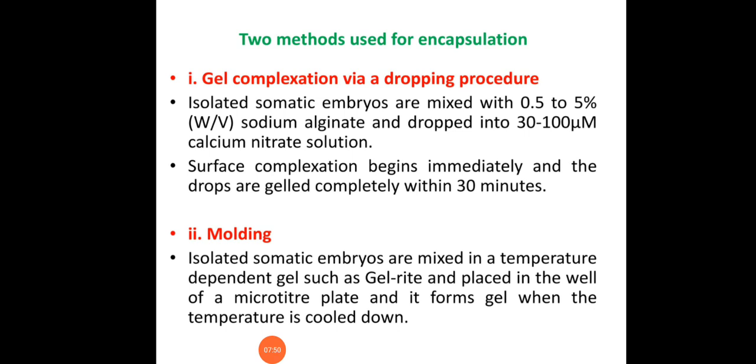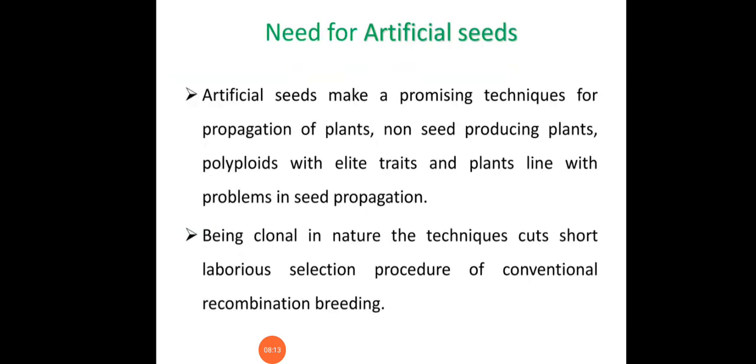The second one is molding. In this molding, isolated somatic embryos are mixed in a temperature dependent gel such as gelrite and placed in the well of a microtiter plate, and it forms a gel when the temperature is cooled down. So it is the gel titer method, which uses gelrite.